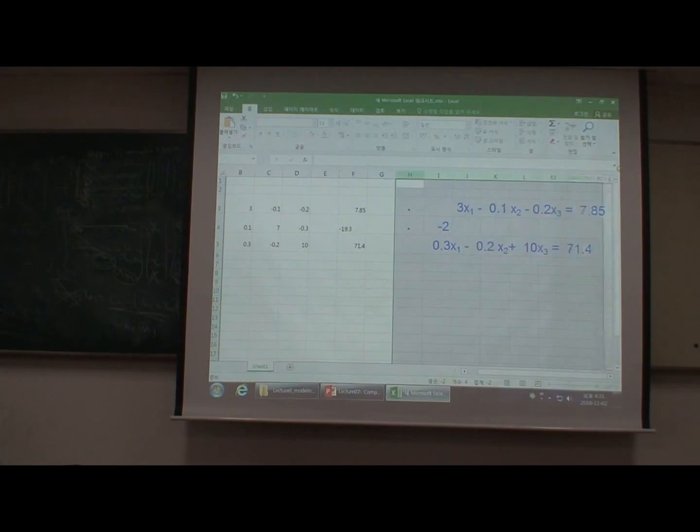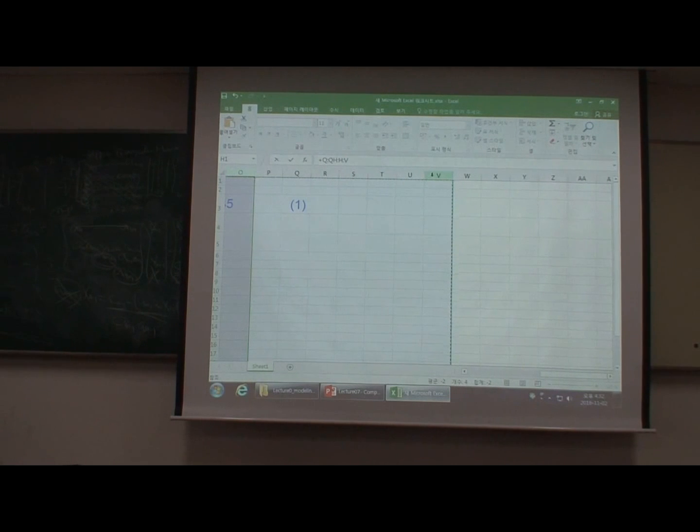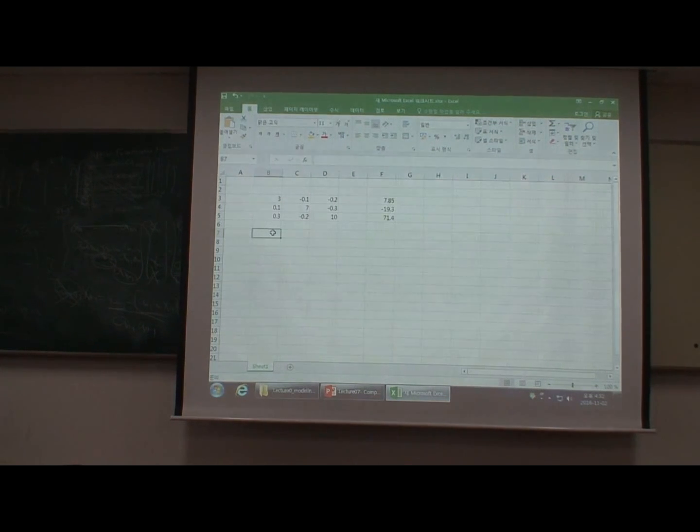So I will just remove everything over there. And then I will calculate the inverse matrix from this one. I will pick like this, and then I will calculate MINVERSE, which is up to here, and this is my inverse matrix.